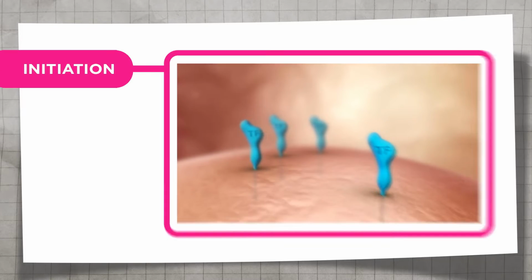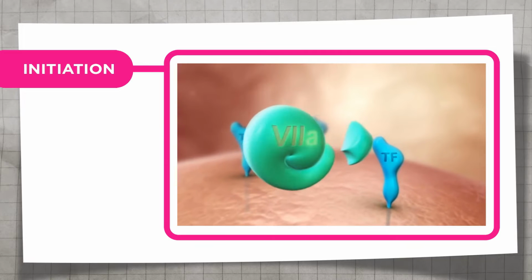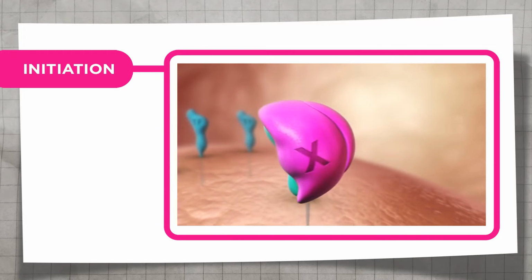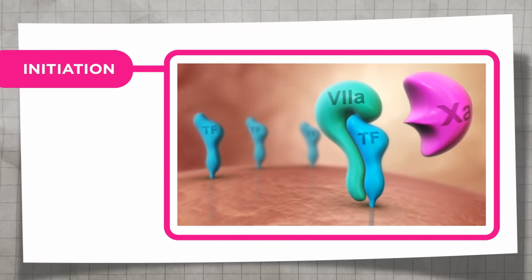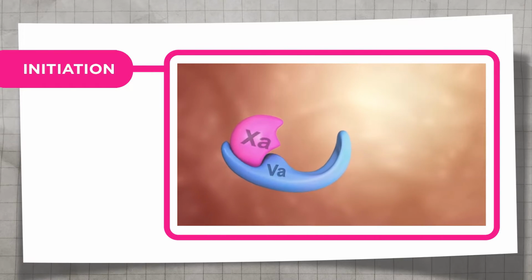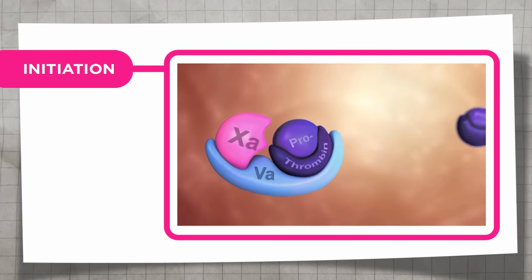Vascular injury causes tissue factor on the outside of cells in the vessel wall to come into contact with factor 7A and factor 10A in the blood, leading to the production of a small amount of thrombin.